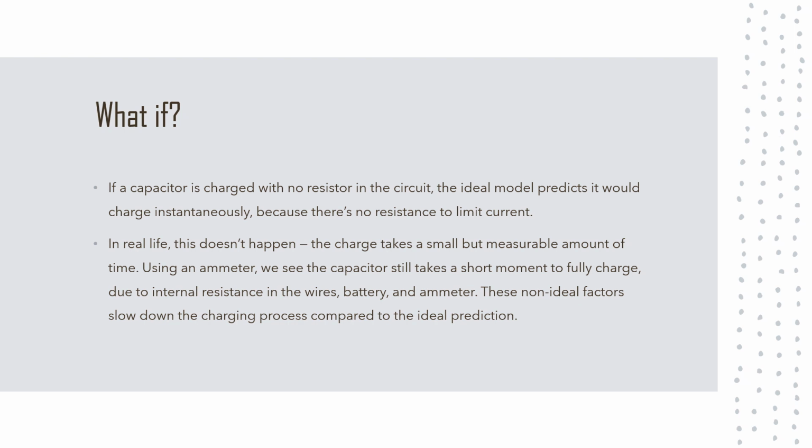Using an ammeter, we see the capacitor still takes a short moment to fully charge due to internal resistance in the wires, battery, and ammeter. These non-ideal factors slow down the charging process compared to the ideal prediction.